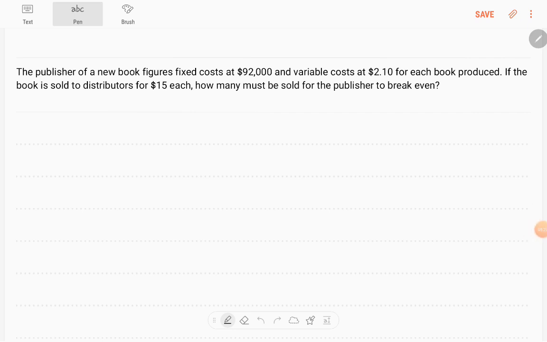So now let's look at this example. The publisher of a new book fixed a fixed cost at $92,000 and the variable cost at $2.1 for each book produced. If the book is sold to the distributor for $15 each, how many must be sold for the publisher to break even? So here we let X be the number of books that must be sold for the publisher to break even.